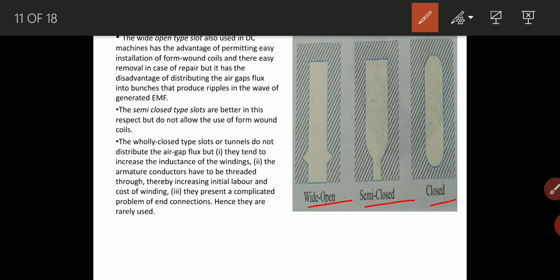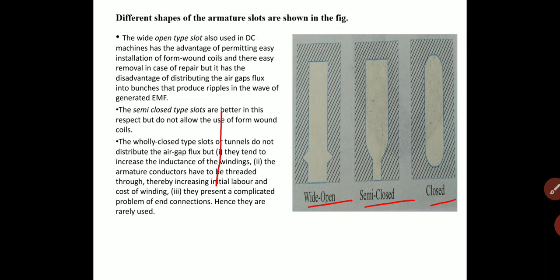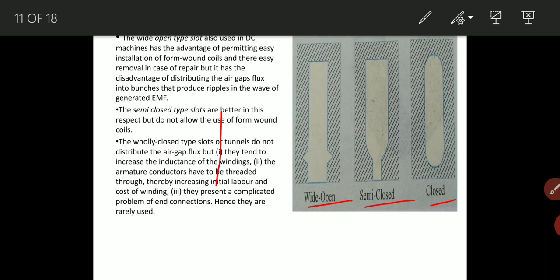Now we see the advantages and disadvantages of these three types of armature slots. First we see the wide open type slot. This open type slot is also used in DC machines. And what is the advantage of this type of construction? It permits easy installation of form wound coils and their easy removal in case of repair.